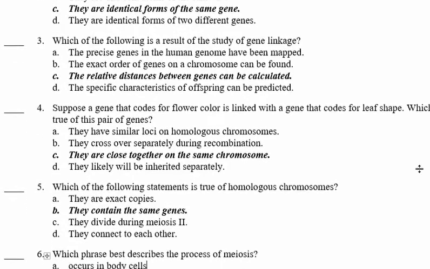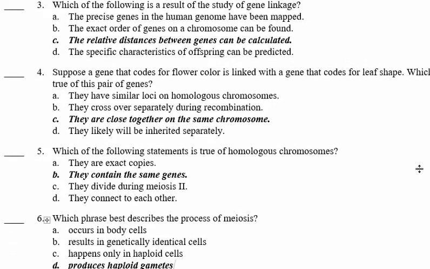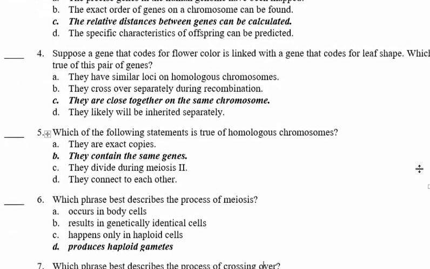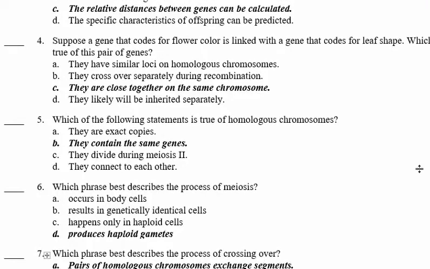Which of the following statements is true of homologous chromosomes? Remember, the homologous chromosome is a chromosome coming from each of the parents, and they are going to be arranged aside of each other during meiosis. So the homologous chromosomes contain the same genes. So this chromosome contains, for example, the hair color, and this one contains the hair color too, and you get one of each from each parent.